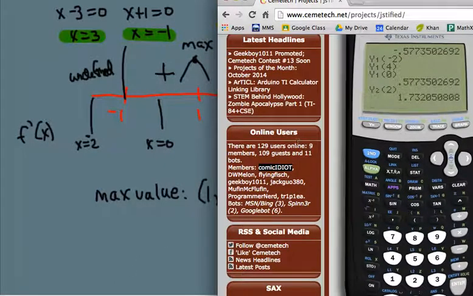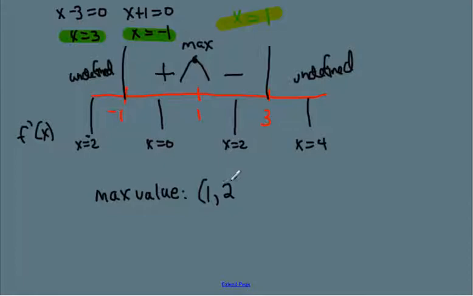What happened? With y2, I wanted to know at 1, that's why. I wanted to know what's going on at 1. At 1, I'm at 2. So I have a max value at (1, 2).